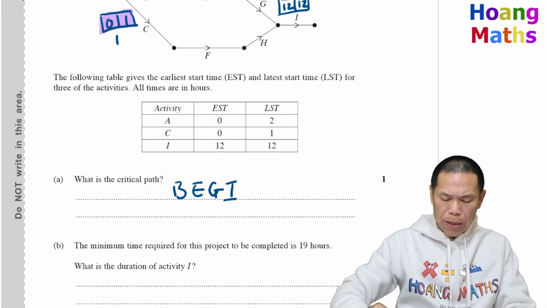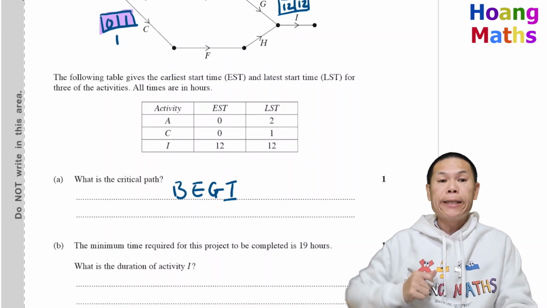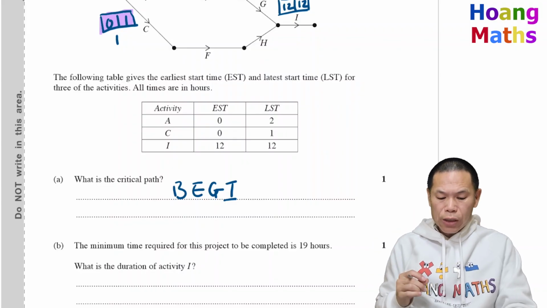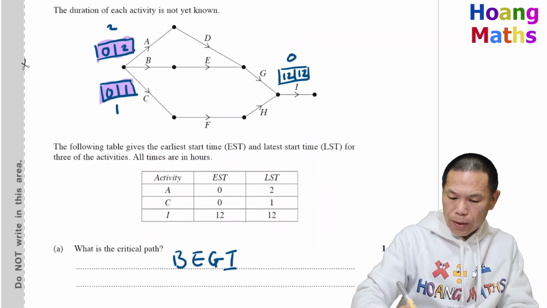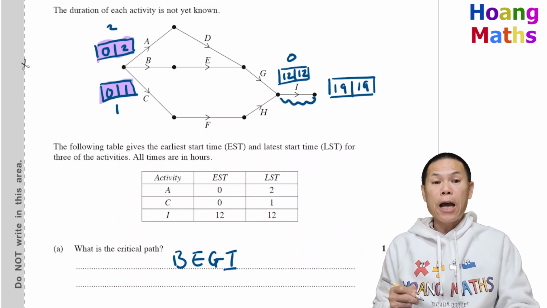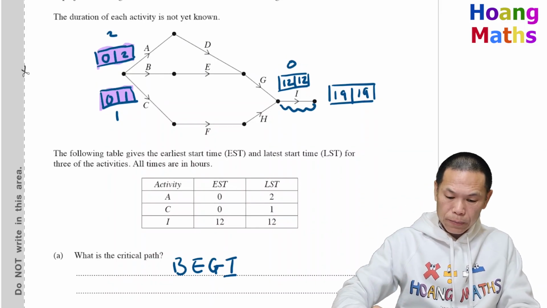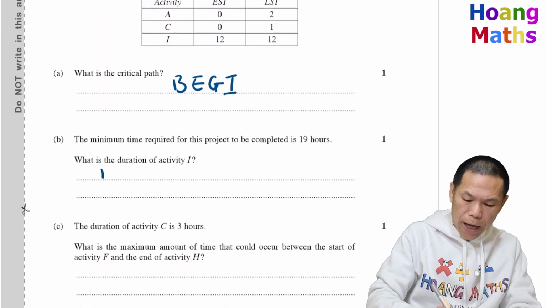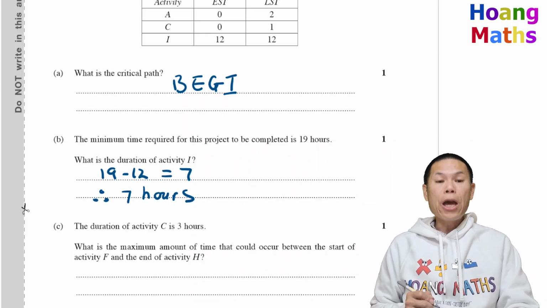Now, part B. The minimum time required for the project to complete is 19 hours. What is the duration of activity I? So 19 hours. So that means it's here. 19, 19. So therefore, 12 plus 7 will give me 19. Correct? So the activity I must be 7 hours. So 19 minus 12 is 7. So therefore, 7 hours. So there you go.